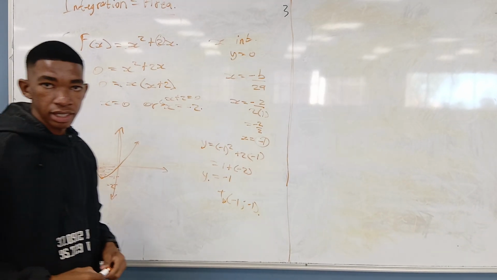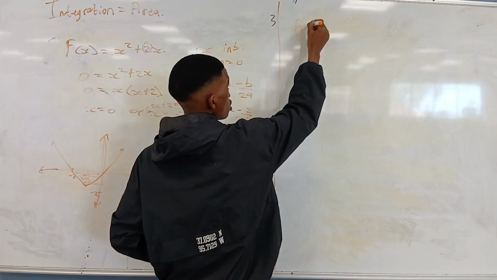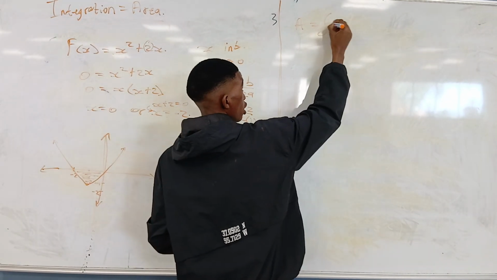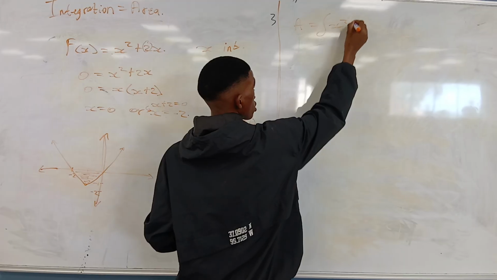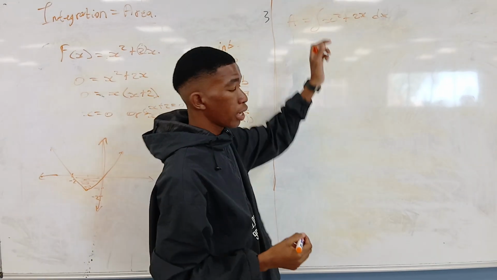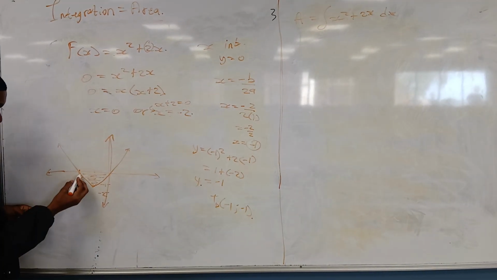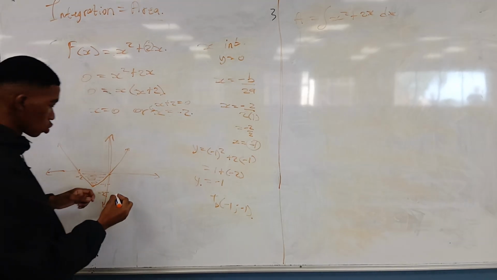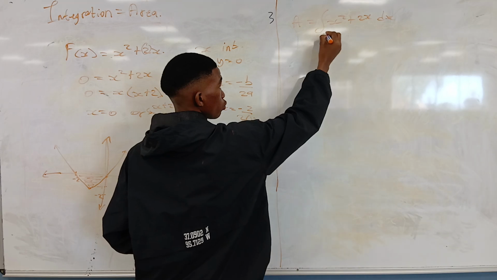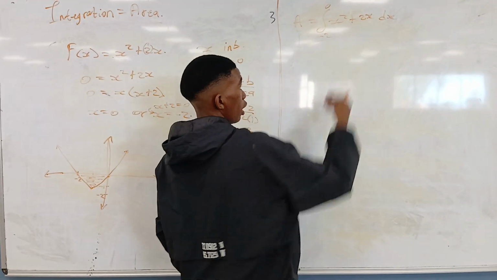How can we do that? Now, we are going to use integration. The area A is equal to the integration of the function, which is x squared plus 2x dx. Now, what is the initial and the final position? So the initial is this one and the final is this one. So we're going to set that as our limits. Our initial is negative 2, and our final is 0. So we're going to start working from this.